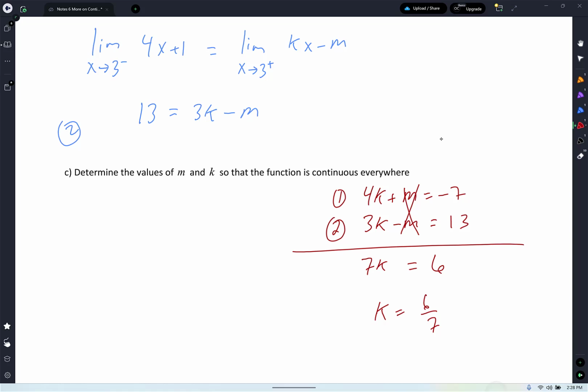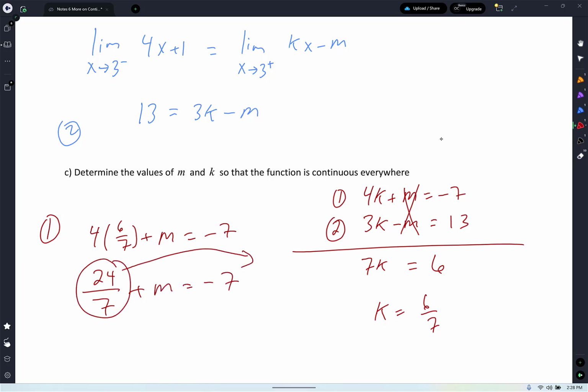Now I want to find out what m is. I can use whatever equation I want. I'm going to use equation number 1. So 4 times 6/7 plus m equals -7. 4 times 6 is 24. So 24 over 7 plus m equals -7. I'm going to move this to the right. m equals -7 minus 24 over 7. Catch up, guys.